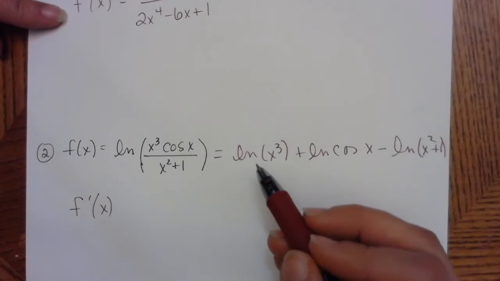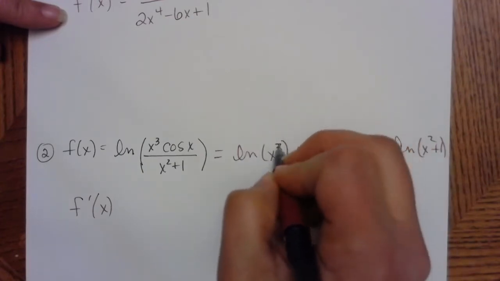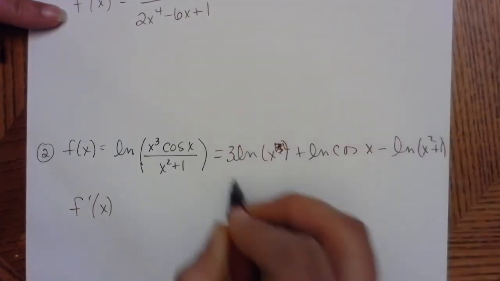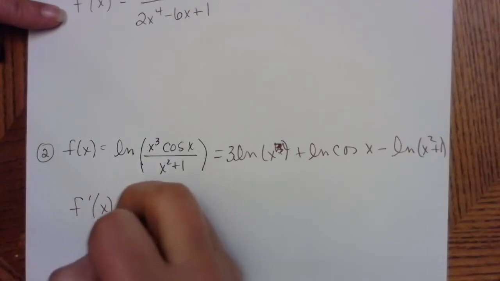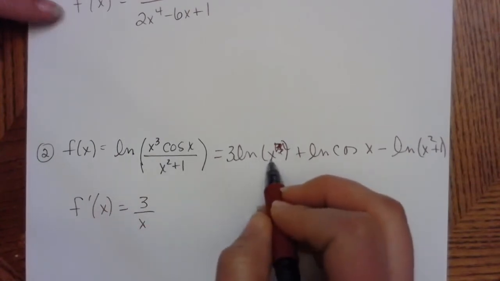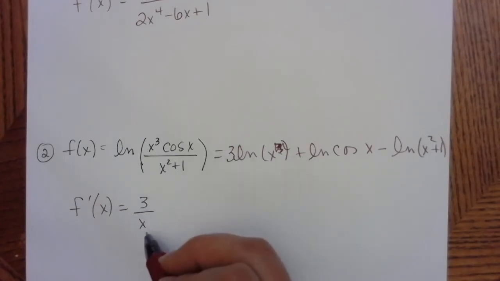So then the derivative of the natural log, actually I could make this a little bit simpler still. For this one, I can pull down the exponent and write it in front. Okay, so now I've just got 3 times the natural log of x. So its derivative is just 3 over x, right? The derivative of natural log of x is 1 over x. The 3 was sitting out front, so it just gets multiplied.